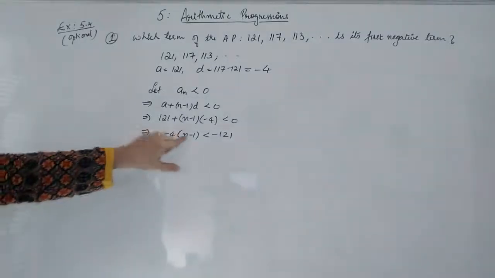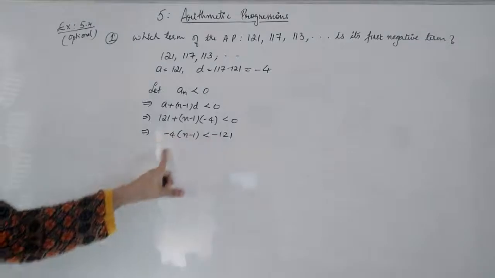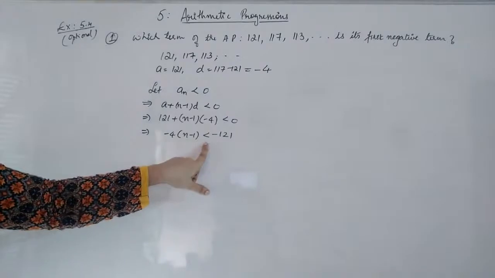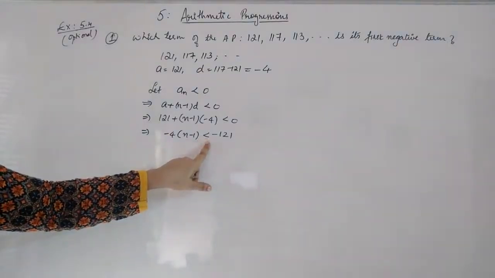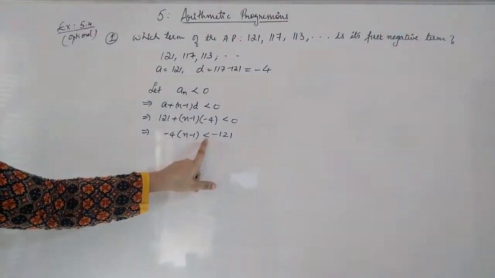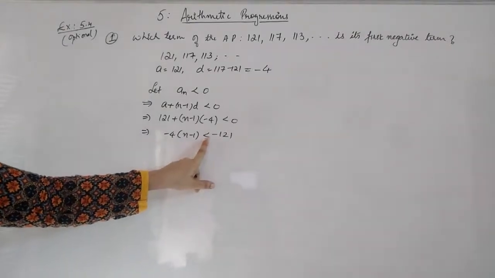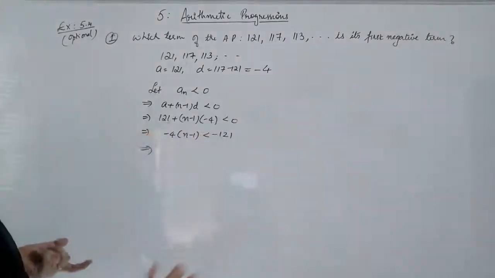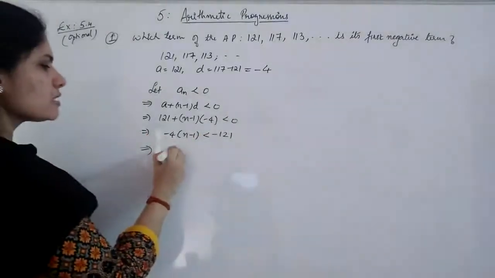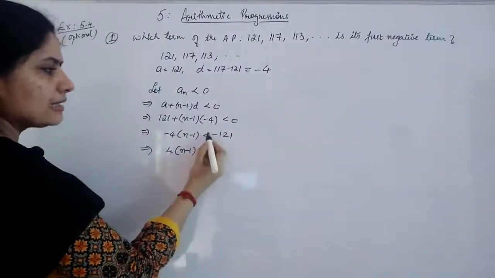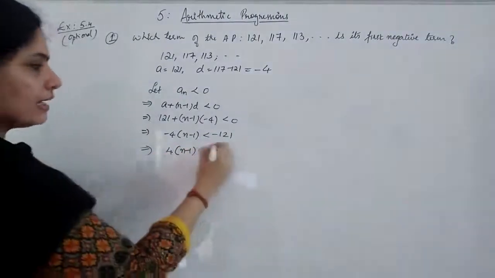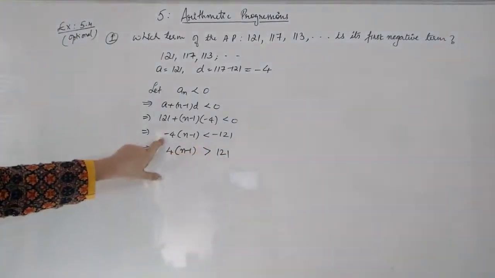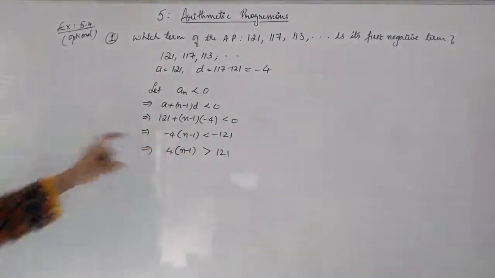Now listen carefully. When we delete the negative sign on both sides, that means if you are multiplying or dividing with a negative number throughout in an inequality, the direction of the inequality reverses. That means it reverses its direction. Less than will become greater than. I am just dividing throughout, or you can say multiplying with a negative sign. So this will become 4 into n minus 1, and this less than will become greater than, and here it is 121. Understood? Less than will become greater than when you are multiplying throughout with a negative number.